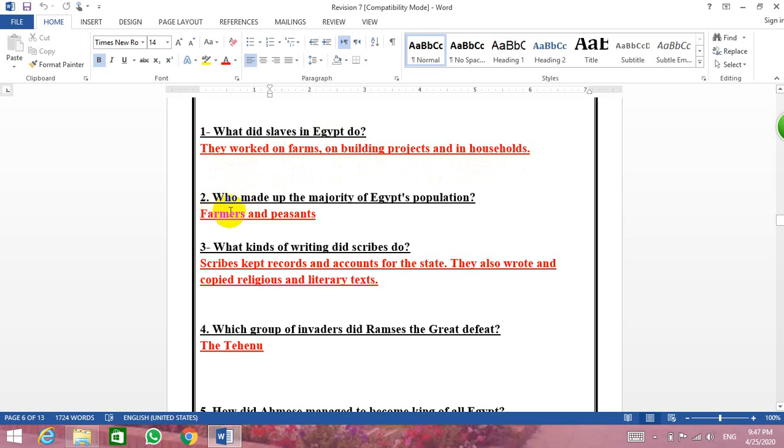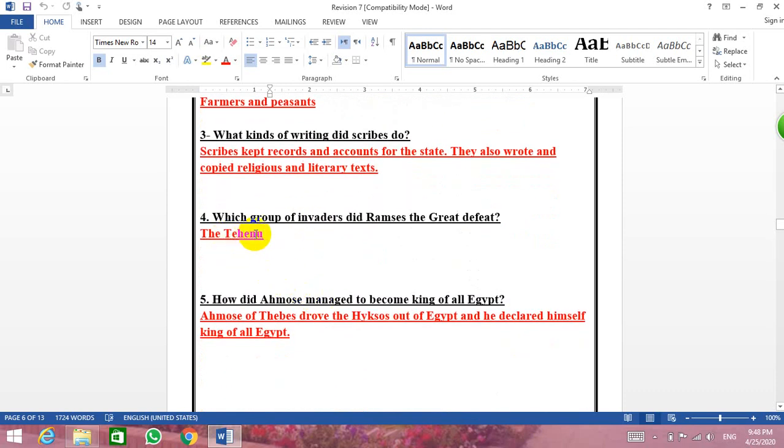Question 2. Who made up the majority of Egypt's population? The answer is farmers and peasants. Question 3. What kinds of writing did scribes do? Scribes kept records and accounts for the state. They also wrote and copied religious and literary texts.